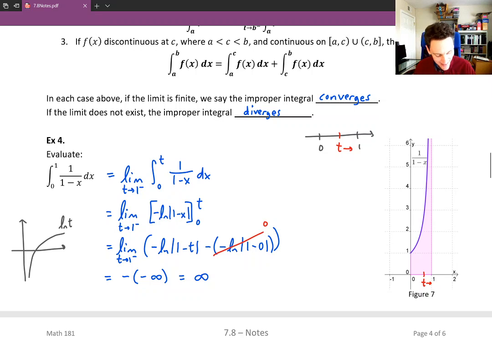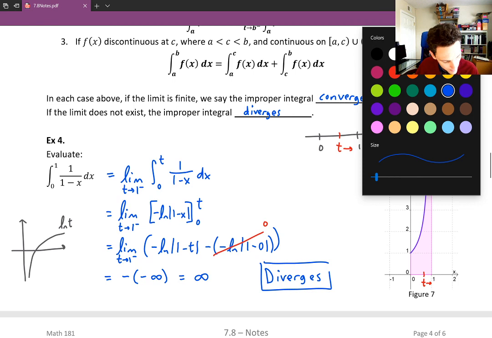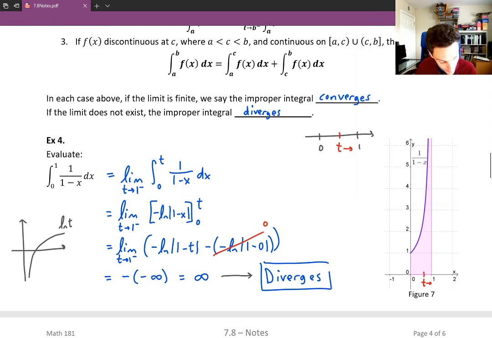So we have negative of negative infinity. All right, and so therefore, this area is like an infinite area, so we would say that this improper integral diverges. So diverges. Because it did not give us a finite number for the limit.